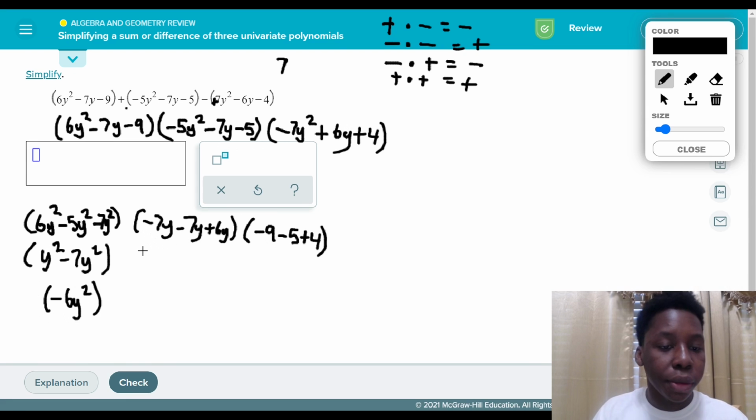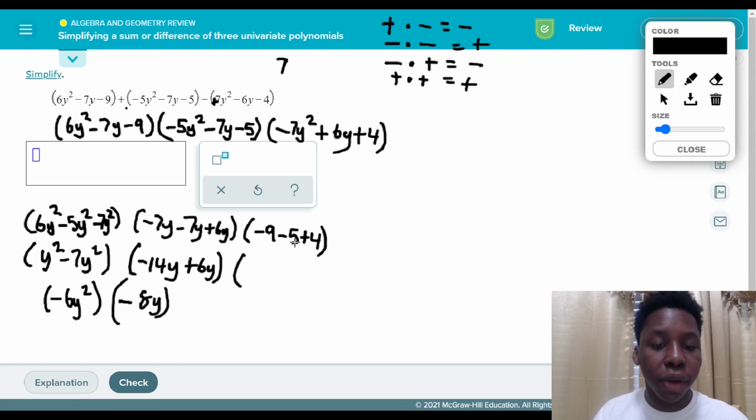And then we'll go to the y terms. Minus 7y minus 7y, that's minus 14y, right? Minus 14y, and minus 14y plus 6y would be minus 8y. Okay, so we got that minus 8y. And then the next one is the normal numbers. Minus 9 minus 5, that's minus 14. Minus 14 plus 4 is minus 10. So this is the minus 10.